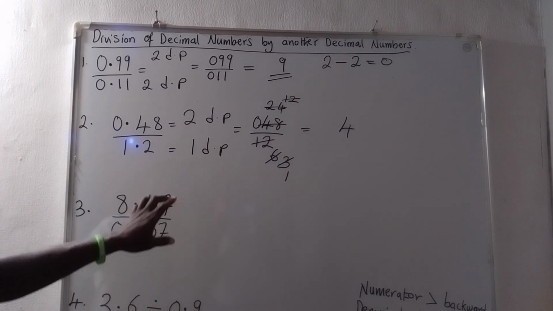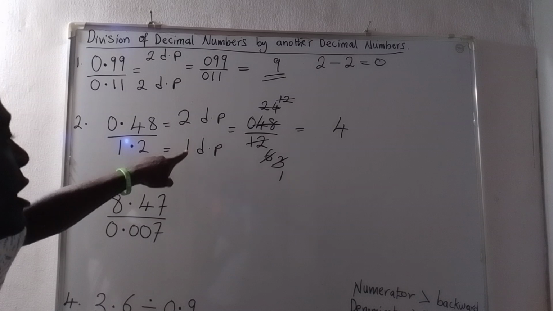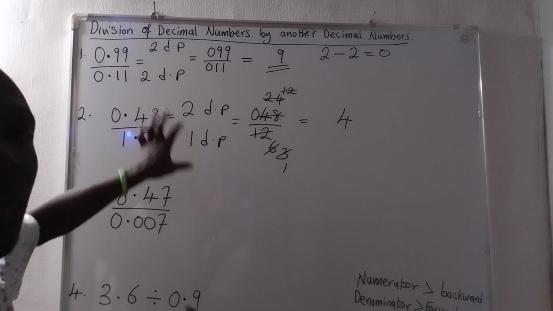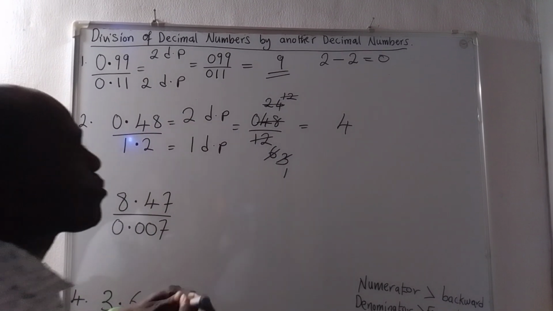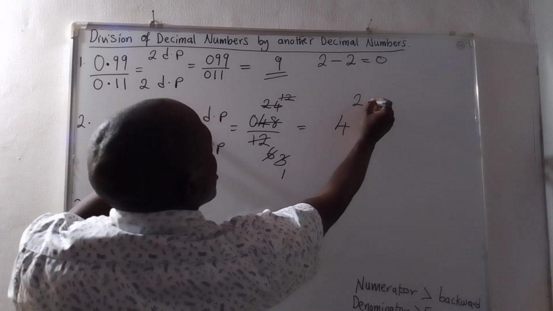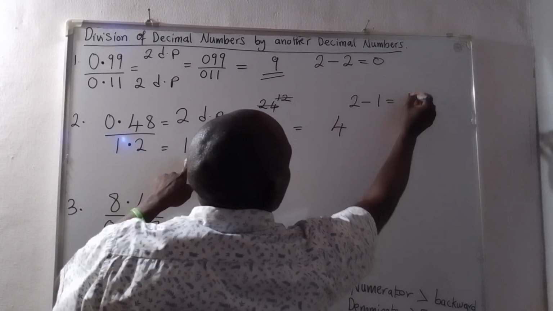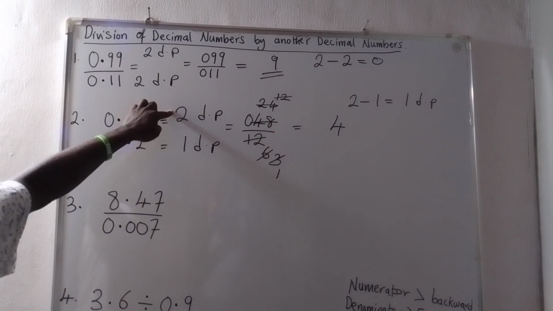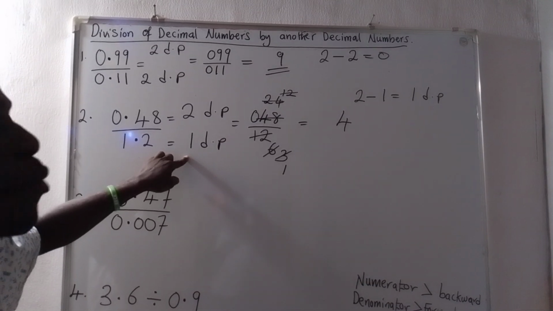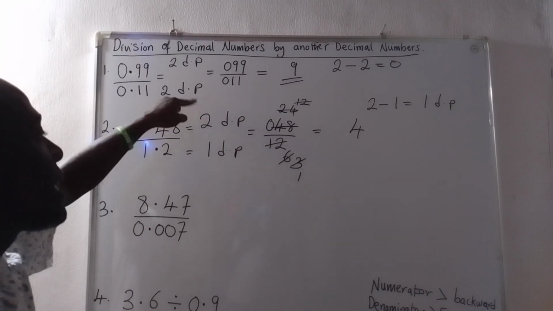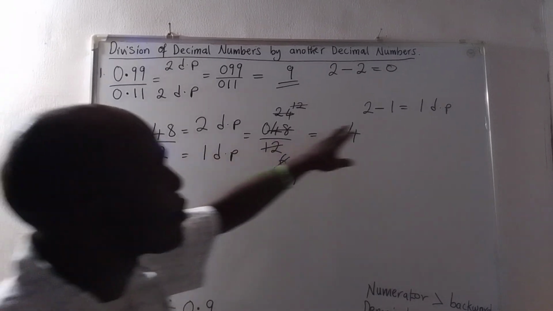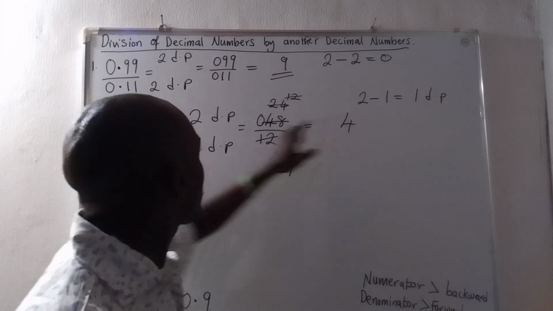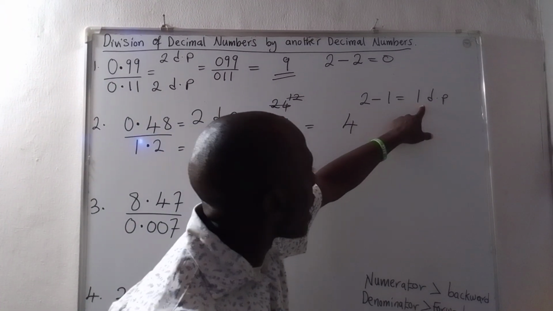Now, if you observe, the numerator has 2 decimal places, the denominator has 1 decimal place. What a child needs to do is subtract, picking whichever one is bigger. The numerator is bigger, so 2 decimal places take away 1 decimal place gives us 1 decimal place. When the numerator's decimal places are bigger than the denominator's, after subtracting we have 1, which means we are moving the decimal point backward once, because 2 take away 1 is 1.